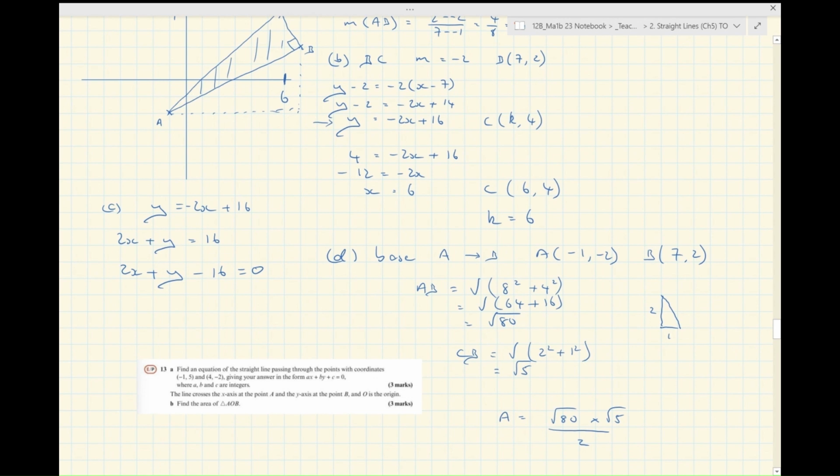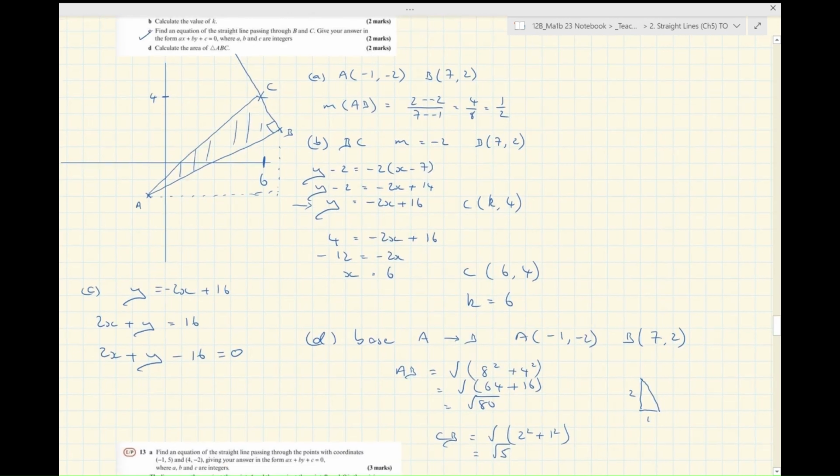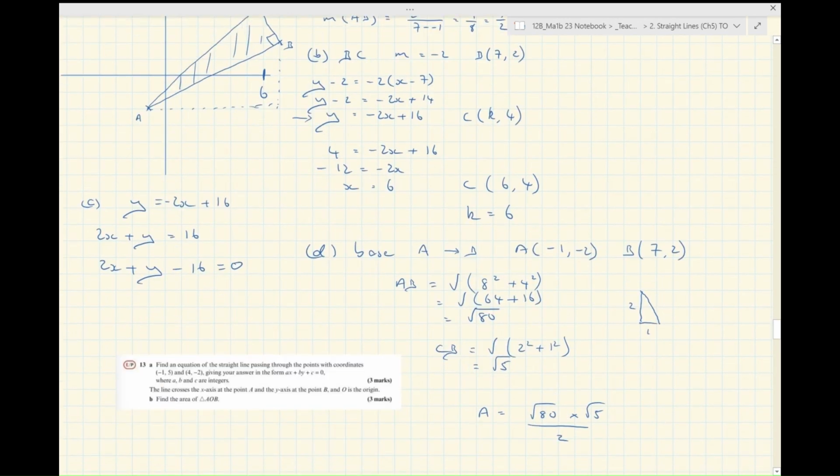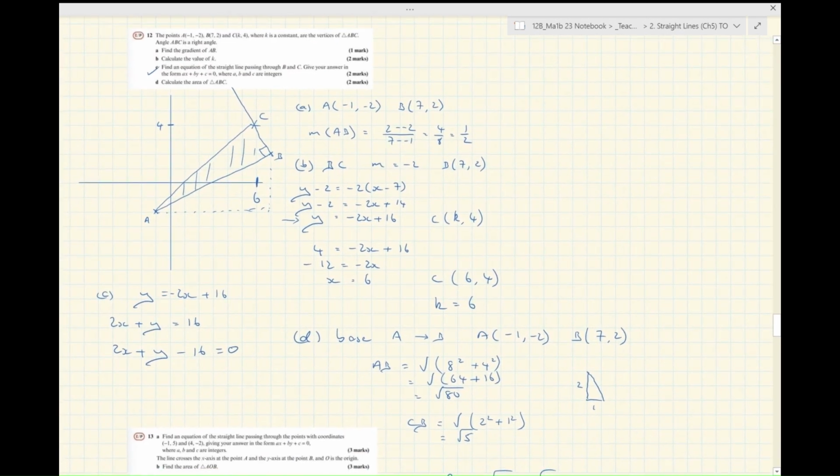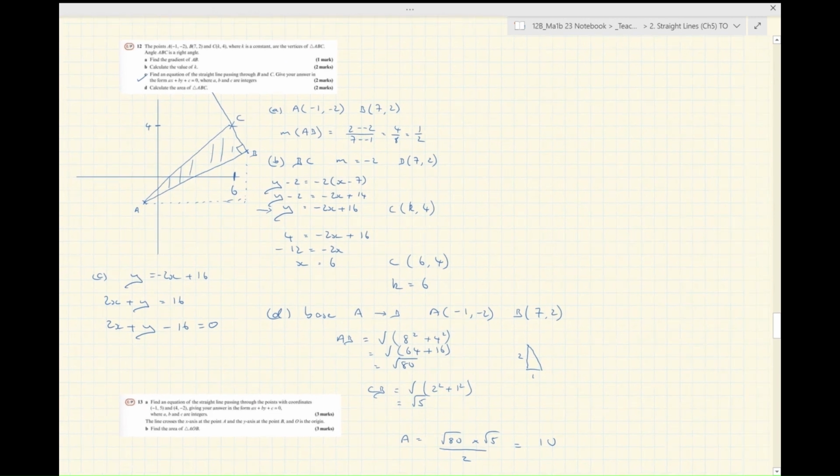So, presuming I need to work that out on my calculator, that's going to be root 80 times root 5, which gives me 20, divided by 2 gives me 10. And of course it does, because 80 times 5 is 400, so that's root 400 on the top. Okay, that is question 12 finished.